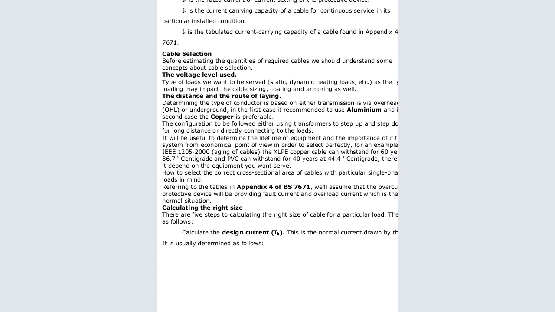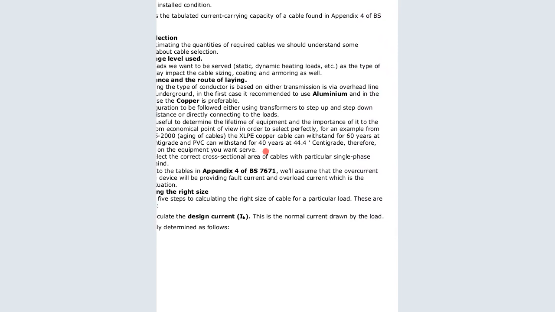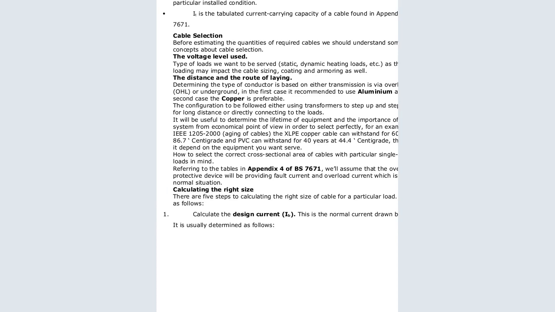Then the distance and the route of the laying determine the type of conductor, based on either transmission via overhead line or underground. I had stated this earlier, that it depends on the route the cable is going to follow. For example, overhead lines can use copper conductors without insulation. But underground lines use copper conductors that have to be insulated because of mechanical damage. Sometimes there are heavy machines, even tractors passing over the cable, or digging going on. So it is normally protected so that in case of anything, the cable is protected.